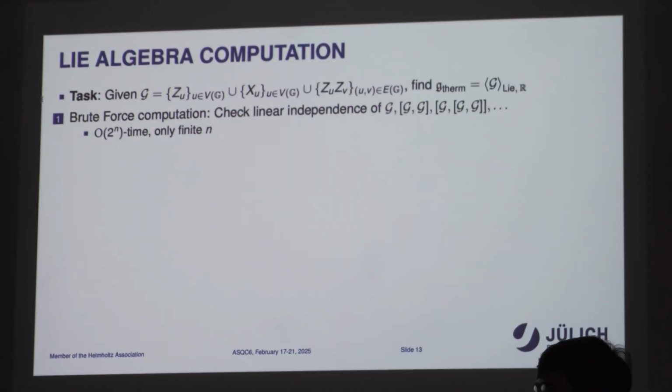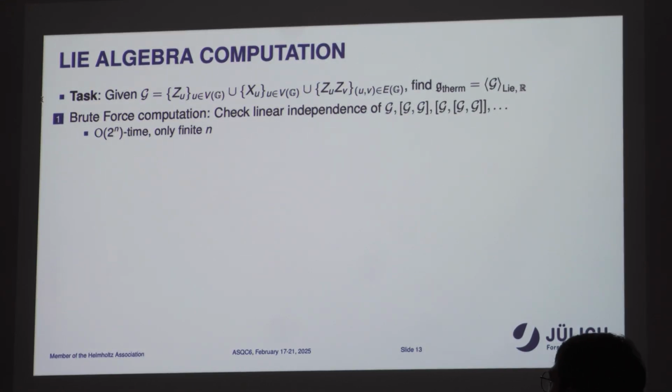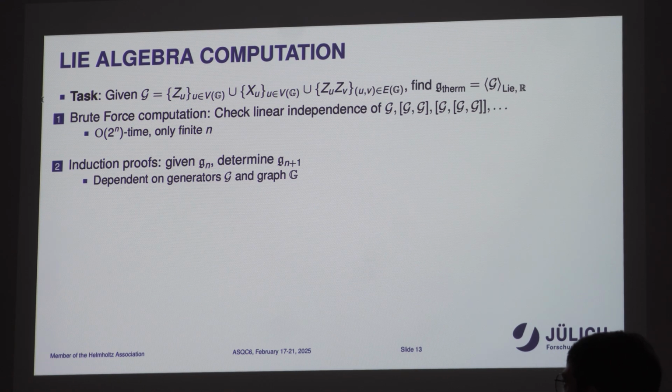The first approach that we can try is just brute force. So we compute nested commutators, we check for linear independence, but then we end up with something which is not scalable, and also only for finite n. So it does not tell us about the scaling for any n. The next approach one might try is just induction proofs. So we try to come up with some solution for a given n, and then from there understand what happens for larger sizes. But this is very difficult because it depends exactly on the generators you're given, and also here we have an additional dependence on the graph. We don't have just one size, but really we would need to understand what happens for general connectivity.